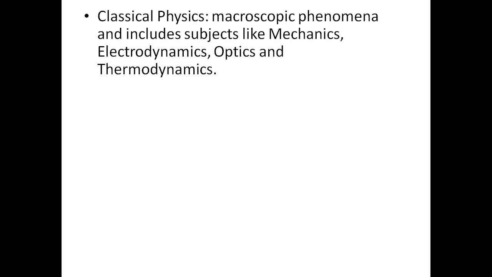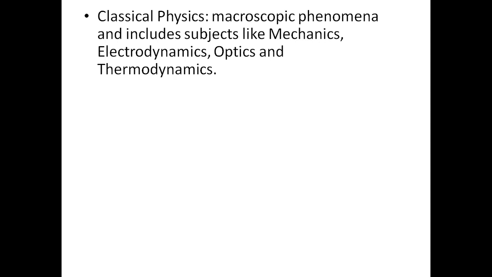Classical physics is a big branch that includes macroscopic phenomena. It includes subjects like mechanics. Mechanics is the subject which deals with the motion of an object and the properties related to the motion. Next, electrodynamics. What is electrodynamics? Electrodynamics deals with the study of electricity, magnetism, etc.